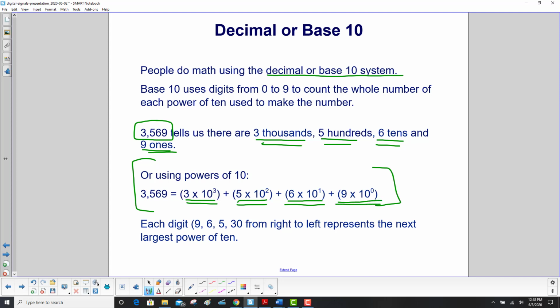And you have 6 of them. And this one's a little tricky. Any number raised to the 0 power is just 1. So this one here is 9 1s. You add them all together, and you get this. This is obviously a better way of writing it than all of this, but this tells you where that 3,569 came from. Each digit, 9, 6, 5, and 3, from right to left, remember we're going right to left here, represents the next largest power of 10.